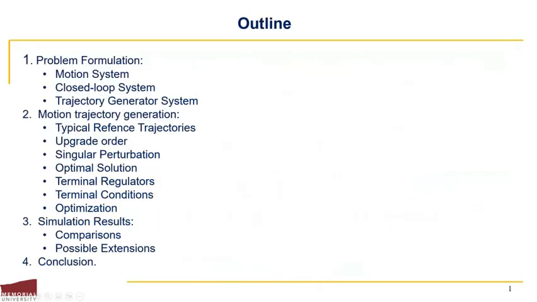This presentation will cover the following topics. First, we will introduce the problem of controlling flexible motion systems and its feed-forward and closed-loop control systems. Then we will focus on the trajectory system dynamics and analyze two common reference trajectories. Next, we will propose a motion trajectory generator system based on singular perturbation theory that can optimize the reference signal and the terminal conditions used. We will also compare our approach with other standard trajectories and suggest some possible extensions. Finally, we will conclude with some remarks.